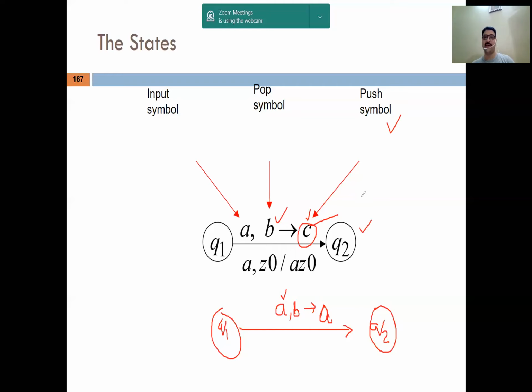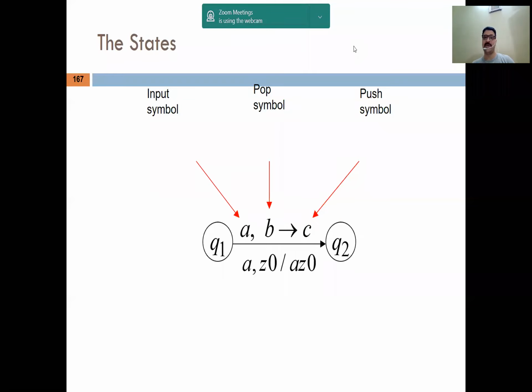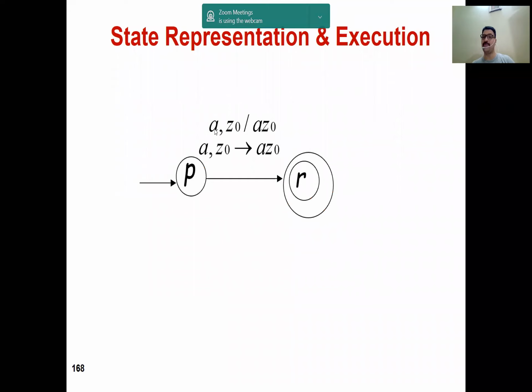So there are two ways by which you can represent the same thing. The first way is you can write in that form: A is from the tape, you are reading from the tape, Z0 is read from the stack, and after that you are pushing A Z0. So you can write in that format also: A from tape, Z0 from stack, and you are again pushing A Z0 into the stack, and you are moving to the new state, that is Q. So this is the simple state representation and execution of PDA with the help of the diagram.